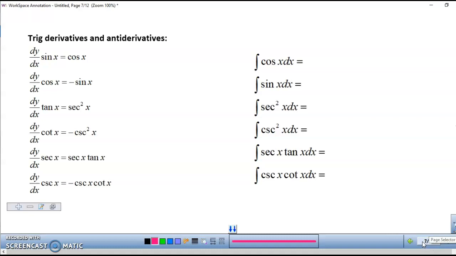Also, with integrals, we're going to have some trig. Just like your derivatives here, integral is basically the opposite. So the integral of cosine x is sine x. Oops. Integral of sine would now be negative cosine.